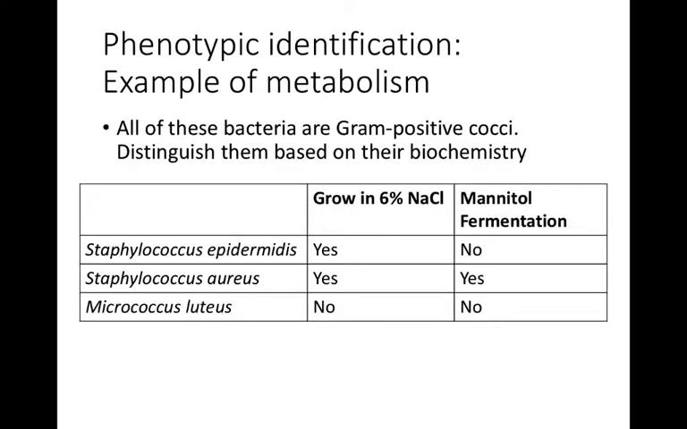Now here's another example where we can use a dichotomous key to distinguish microorganisms from each other based on their growth characteristics. In this example here, we have 3 different types of gram-positive cocci bacteria: Staphylococcus epidermidis, Staphylococcus aureus, and Micrococcus luteus. And you'll see in this table, I've put yes or no answers to whether they are capable of growing in 6% salt solution, or whether they have the ability to ferment the carbon source mannitol.